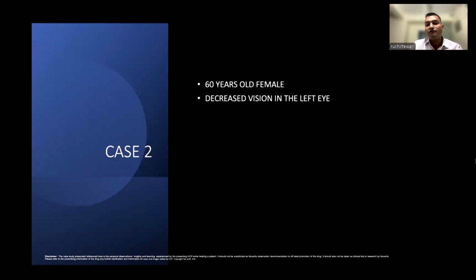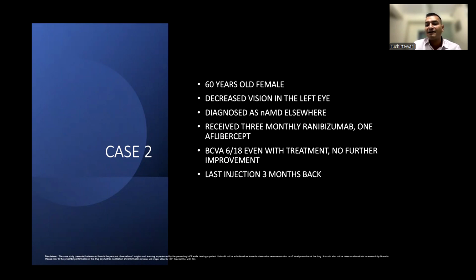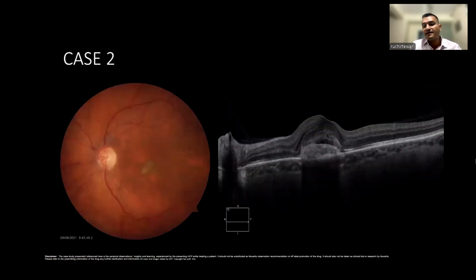is a 60-year-old female. She came with decreased vision in her left eye, diagnosed as neovascular AMD, already received 3 monthly ranibizumab and 1 aflibercept. Vision was 6/18 with treatment with no further improvement in the anatomical structures. Last injection was given 3 months back. This is the first time when I saw the patient.